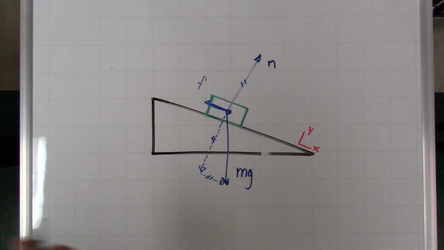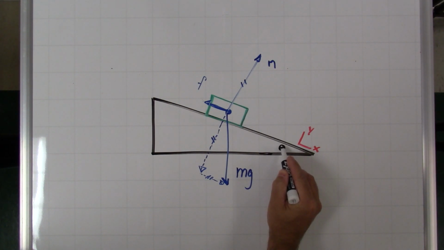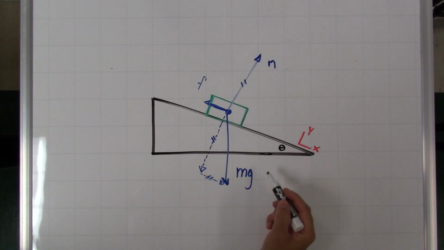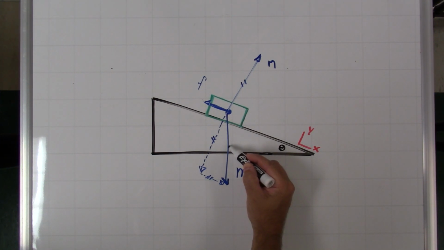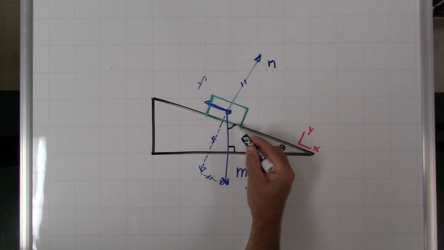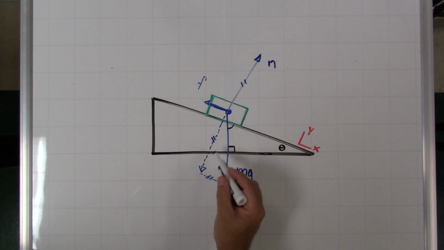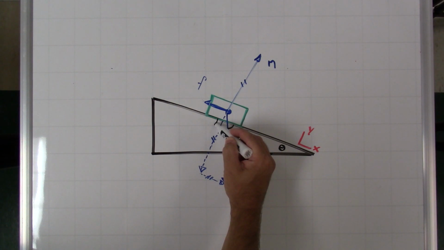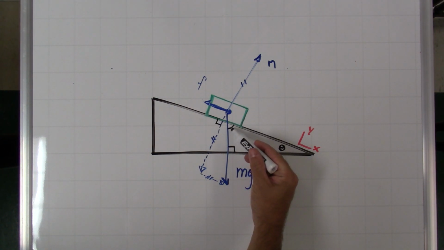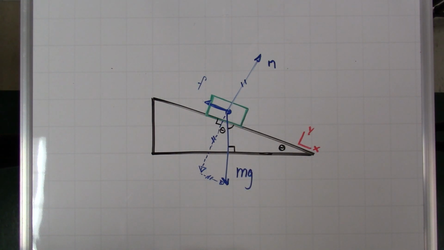To solve for the values of the forces, we have to examine the ramp. We see that the ramp makes an angle theta with the horizontal. Looking at the trigonometry here, we see that this is a 90-degree angle, so this must be the complement of the angle theta. If we look over here, since this is a 90-degree angle, and that's the complement, this one here must also be angle theta.